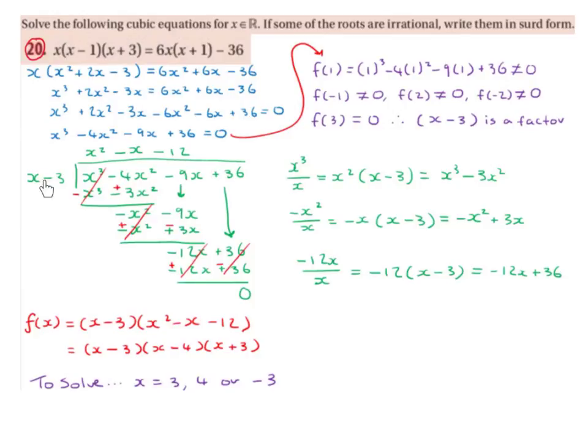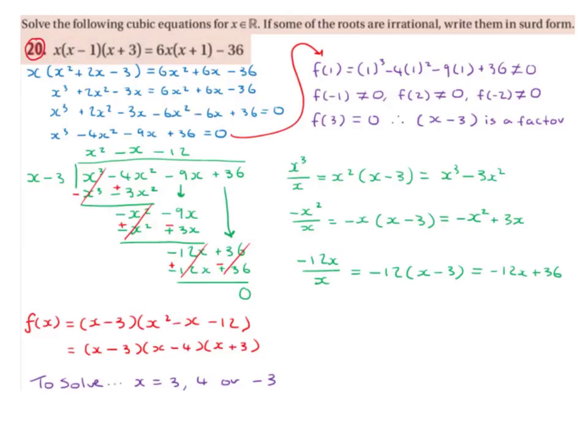Minus x squared divided by x gives us minus x, which we put on top of the bus stop. Minus x multiplied by x minus 3 gives us minus x squared plus 3x. We write this under the bus stop. We change the signs, the new signs are written in red. These cancel. Minus 9x minus 3x is minus 12x. We bring down the plus 36. We repeat the process. Minus 12x divided by x is minus 12, that goes on top of the bus stop. Minus 12 multiplied by x minus 3 gives us minus 12x plus 36, which we put under the bus stop. Change the signs, these cancel, remainder 0.